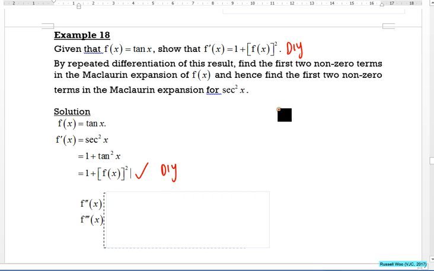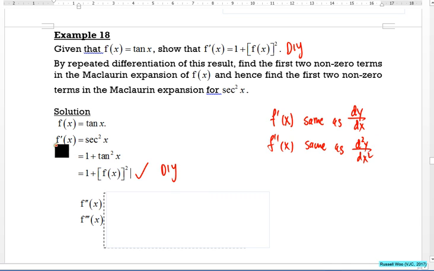In case some of us forget, f'(x) is the same as dy/dx. f''(x) is the same as d2y/dx squared. So we must be comfortable with this notation as well as this notation. They are the same. Okay? Alright? So, I'm going to differentiate this result.